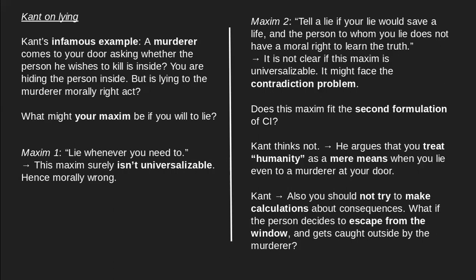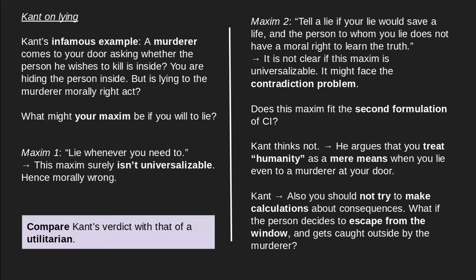And Kant further says, and this is at the right-hand side of the slide at the bottom, that you should not try to make calculations about consequences. What if the person you are hiding decides to escape from the window and gets caught outside by the murderer? So this time you lied to the murderer. The murderer said, okay, if he's not in, I'm just leaving. And the person at the same time was thinking that the murderer is getting in. They just escape from the window, they meet outside, and the murderer kills the person. So you, in a sense, might have caused this incident. Kant says you cannot make calculations about your acts. You should just follow firm principles to find out what actions are morally right actions.